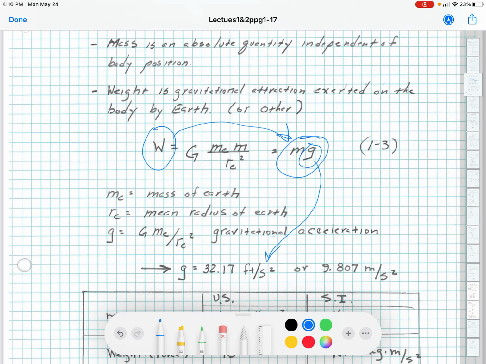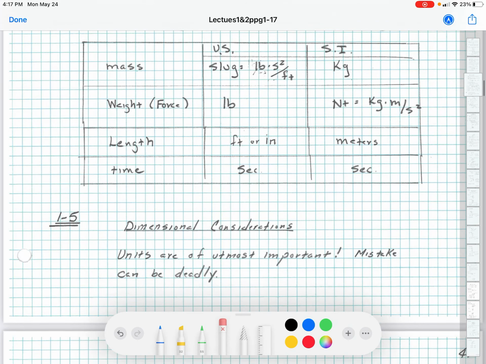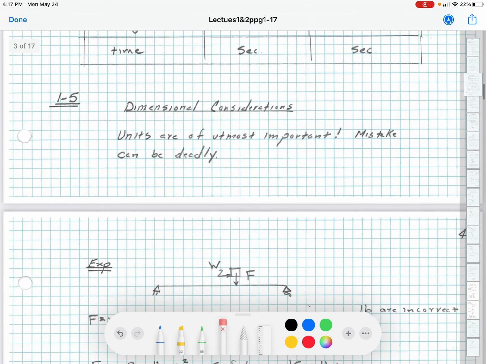That g is either 32.17 feet per second squared in the English units, or in the SI units you have 9.81 meters per second squared. Very important to realize that when you're looking at mass in the US units, mass is in slugs, pounds second squared over feet. And in the SI units, mass is in kilograms, but weight or force in the US units is pounds, and newtons are the force in the SI units. This is something that people, when they're first learning, have a real issue with.